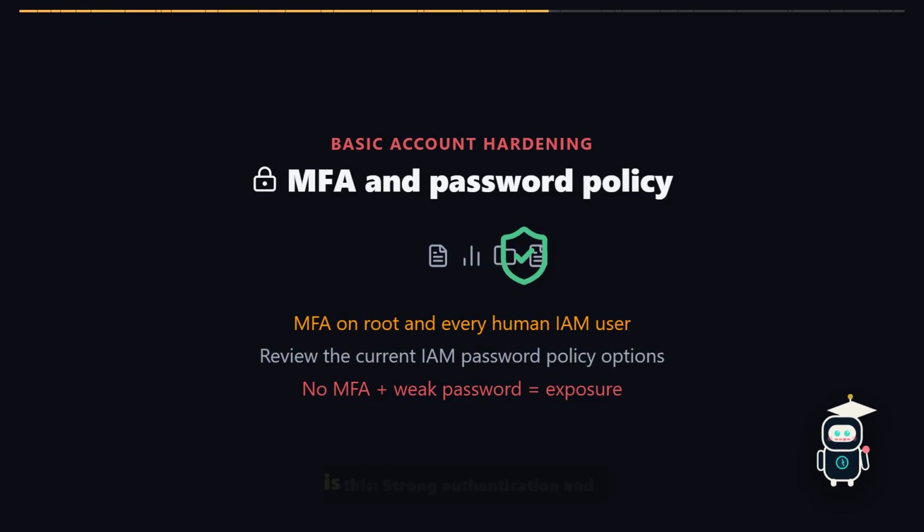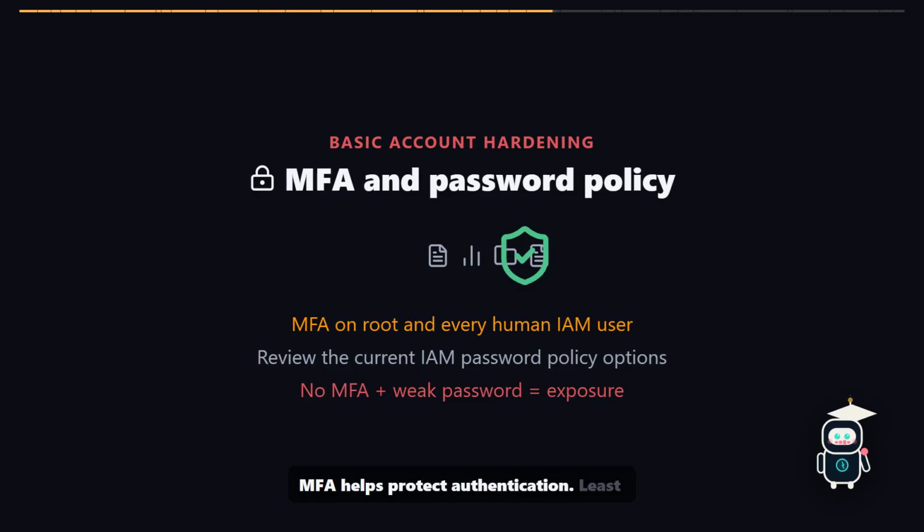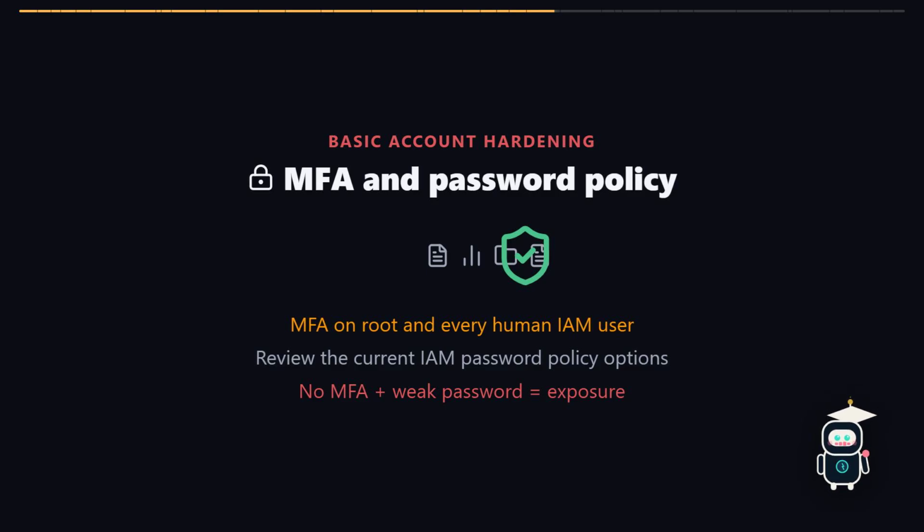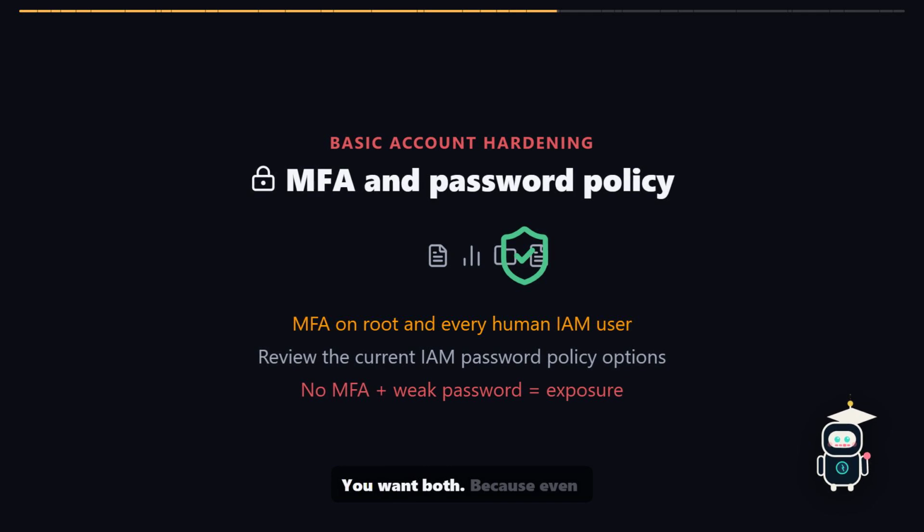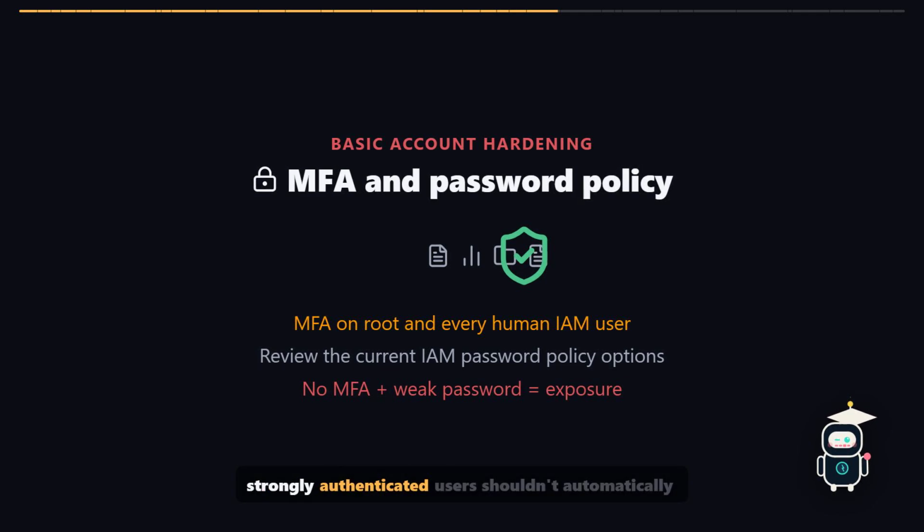The bigger lesson is this: strong authentication and least privilege solve different problems. MFA helps protect authentication. Least privilege limits what an authenticated identity is allowed to do. You want both. Because even strongly authenticated users shouldn't automatically have unlimited permissions.